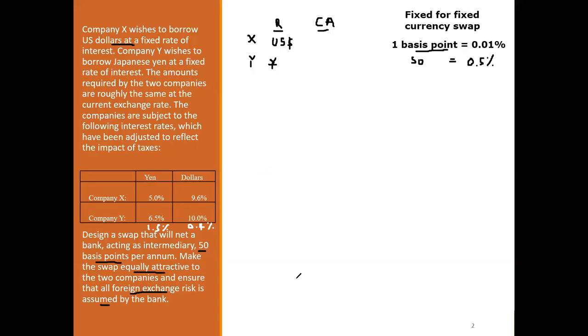And then moving on. So here we looked at the difference between the interest rates. In the yen market, you have a 1.5% difference and a 0.4% difference in the dollar market. So let's take company X first. Can you all tell me in which market company X has a comparative advantage?